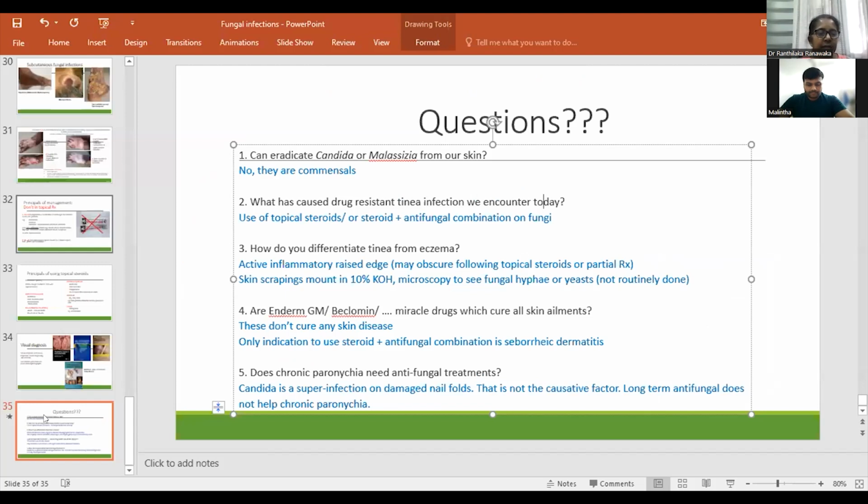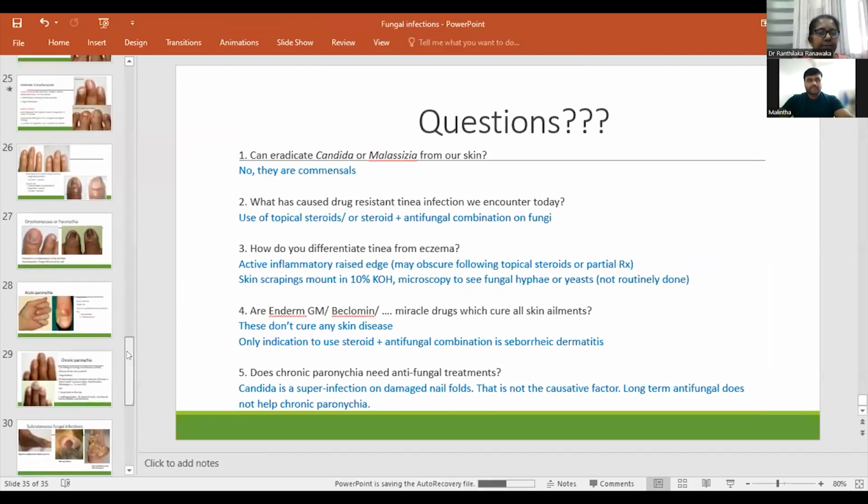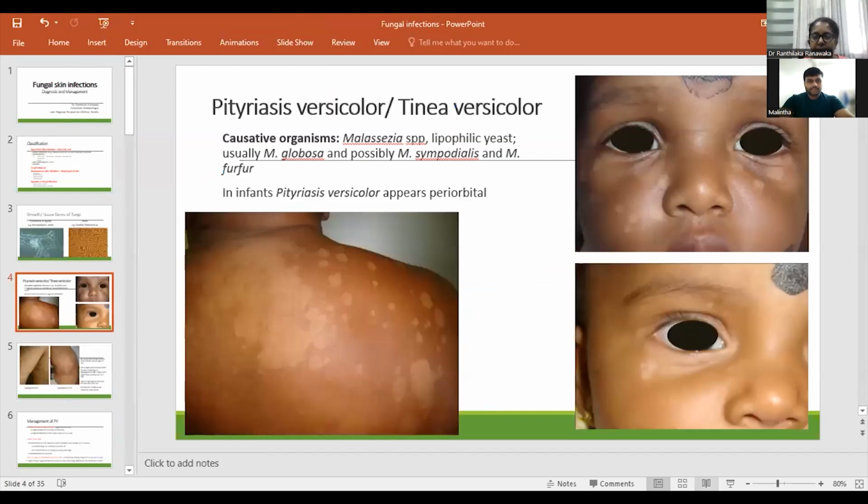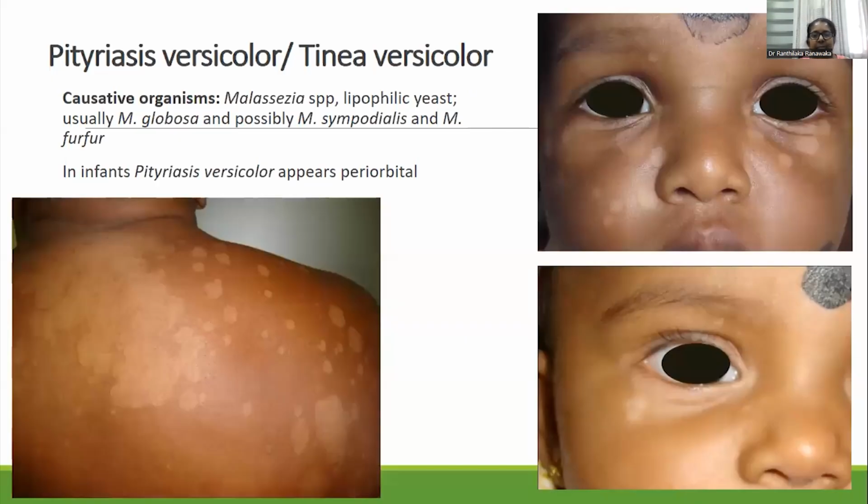I'll show you the first slide. See, this is very well demarcated. And there's scaliness. But alba is not well demarcated. It's a very diffuse hypopigmentation, mainly on the cheeks, and it's due to dry skin. And with alba, you don't get satellite lesions. Right.